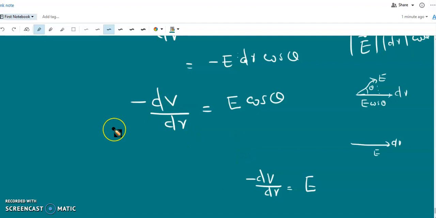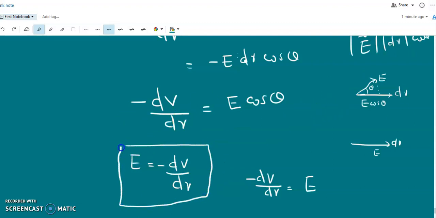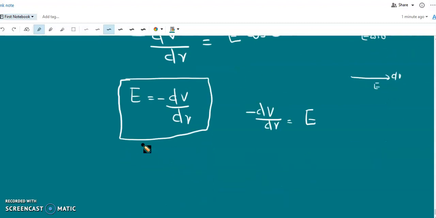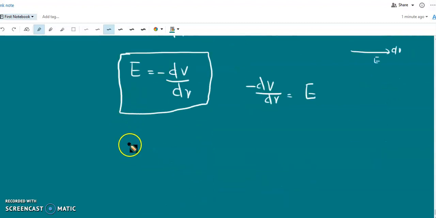So if theta is 0, it is minus dV by dr. In one dimension, theta is the same direction, so we can use this equation. In 3 dimensions we cannot use this equation. We can use the general equation, E equal to negative gradient of potential.